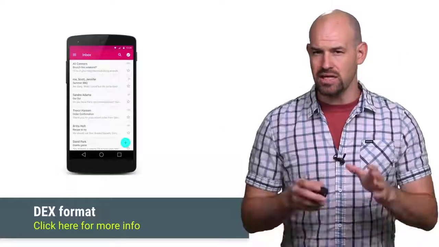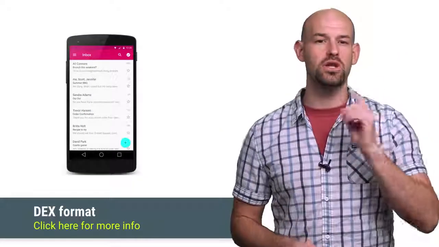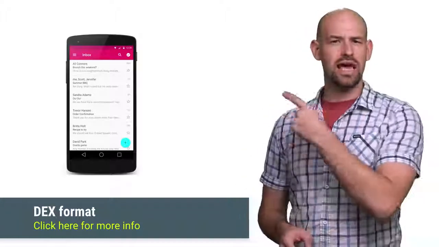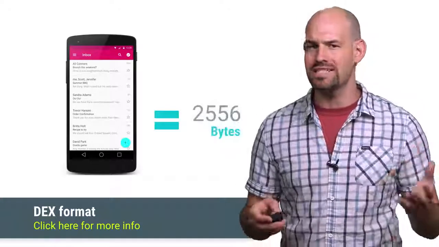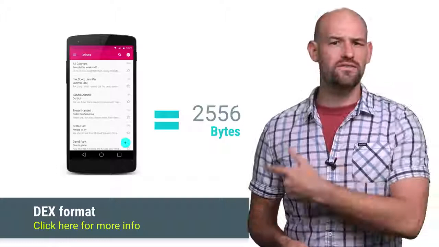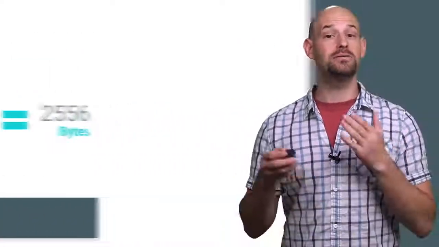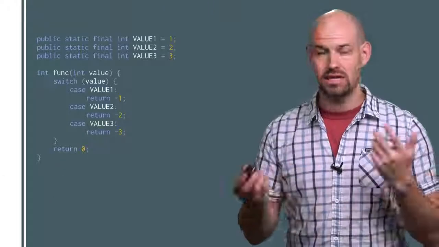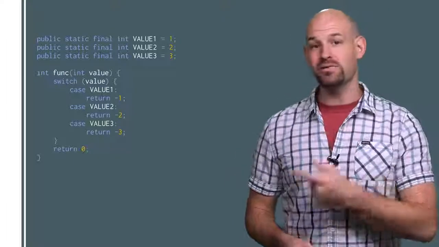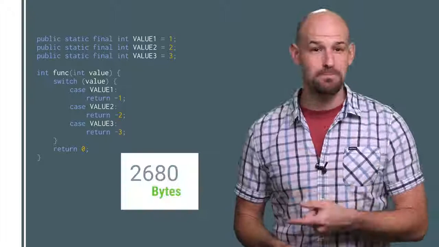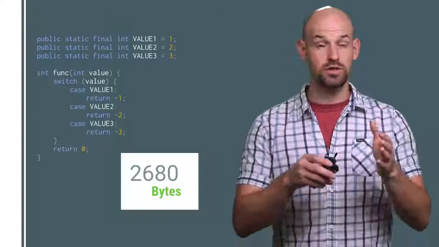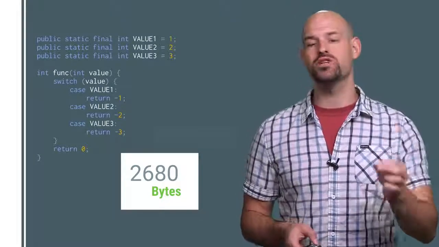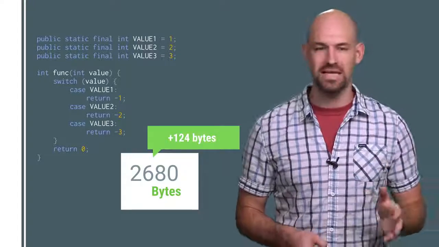So with that in mind, let's take a look at the effect of enums on your application. Let's say we have a small base app here whose entire DEX footprint is 2556 bytes. To this, we add some integers that represent states that can be used and returned for our system. After recompilation, the final DEX size is 2680 bytes, meaning that these integers, in terms of code size, have added an extra 124 bytes to our base executable.